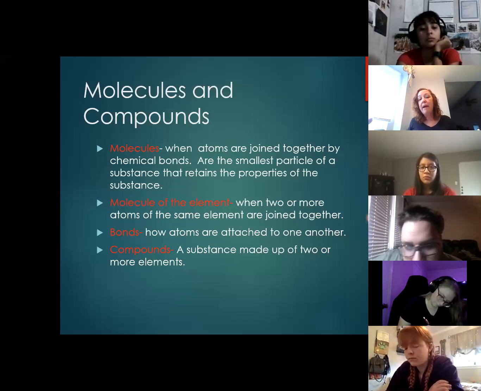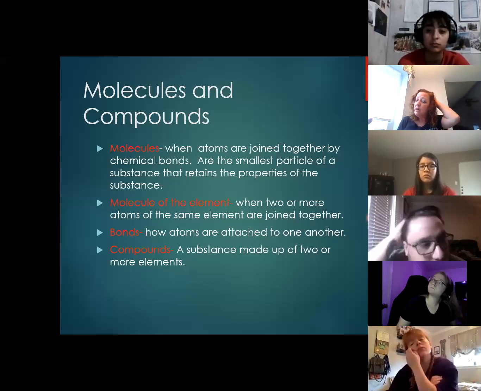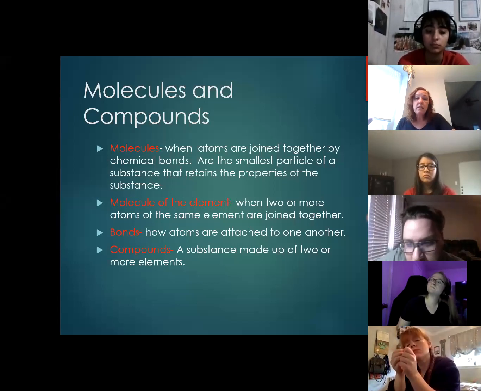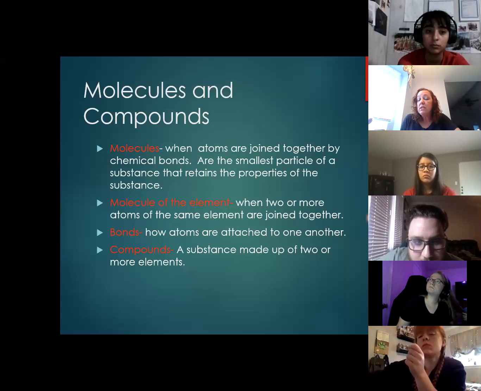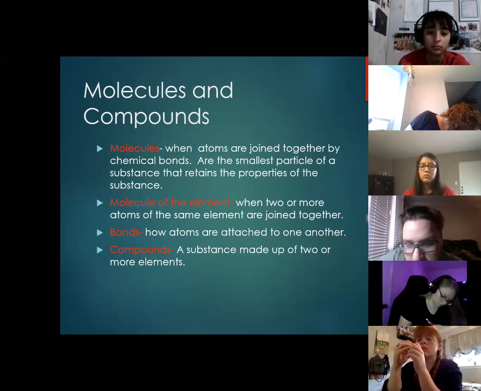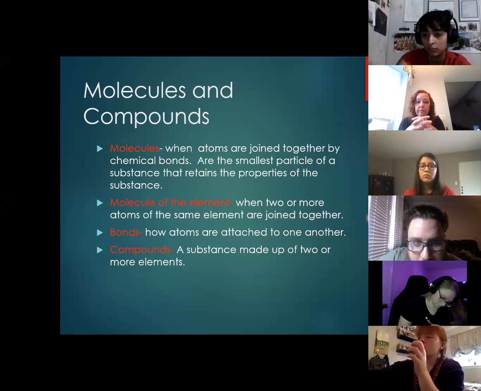And then if we have a compound, these are made up of 2 or more elements. And I think yesterday we compared a little bit to, they have pharmacies called compounding pharmacies, which is a similar premise where we would have 2 different medications that are bonded together, and that would make a compound.